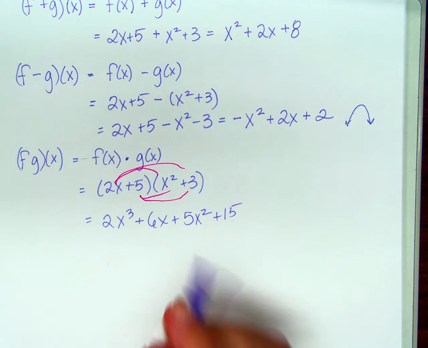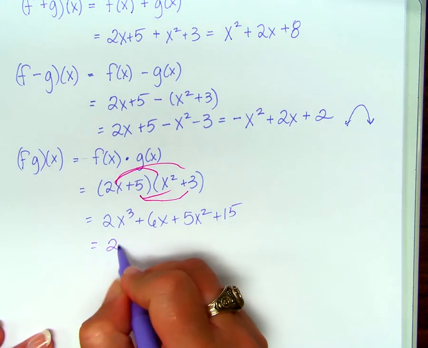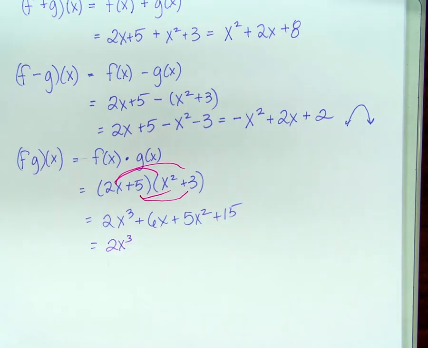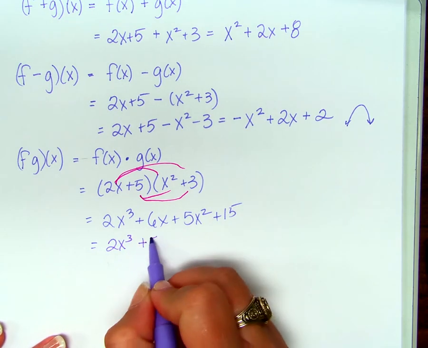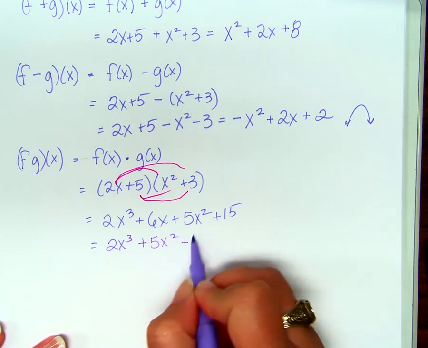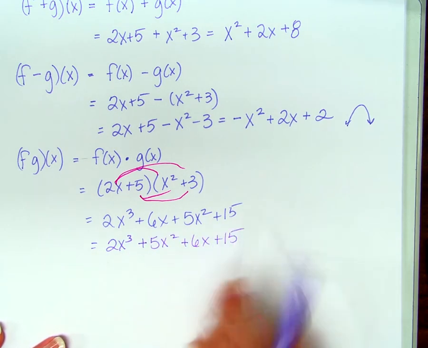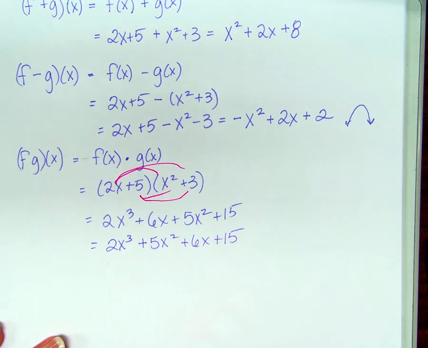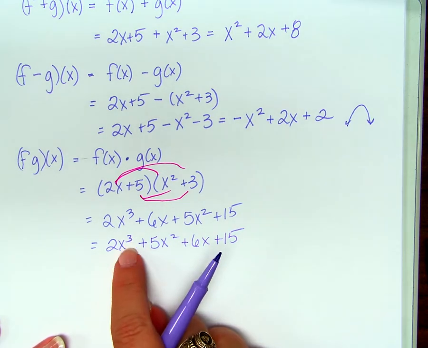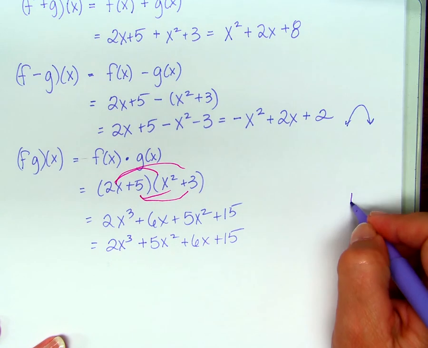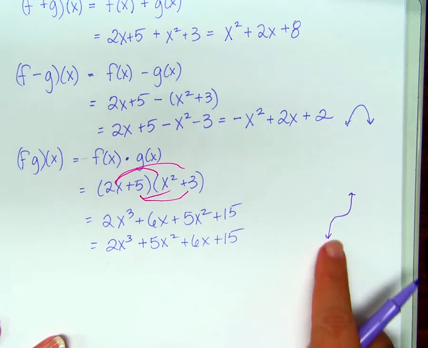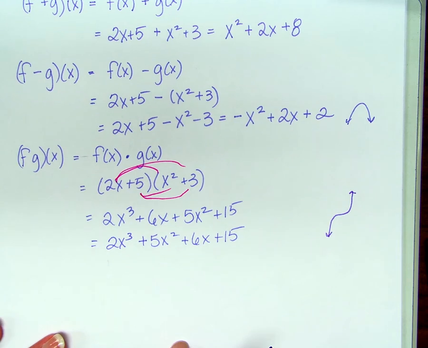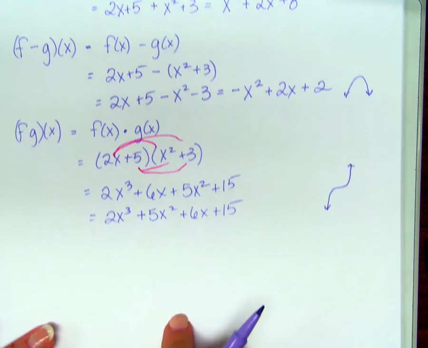So if we were worried about standard form, which we may or may not be, it'll probably tell you one way or the other. Okay? 2x to the third plus 5x squared plus 6x plus 15. What is the domain of that function? It's a cubic. Do you remember what shape a cubic is? Like that? Probably not exactly like that, but close, right? What's its domain? All real numbers.